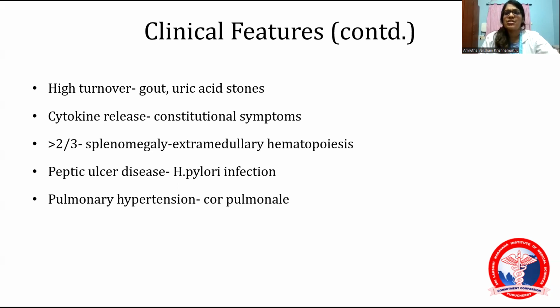So, these patients with polycythemia are also known to have increased incidence of peptic ulcer disease, which is caused by Helicobacter pylori infection. And they are also known to have pulmonary hypertension, which will later cause right heart failure, which is nothing but cor pulmonale.